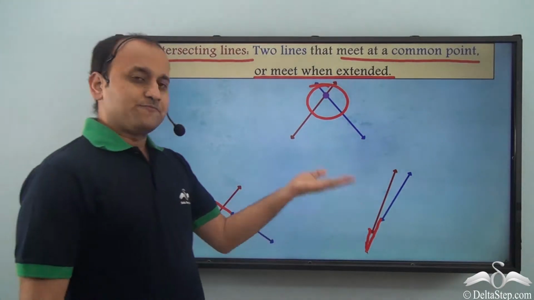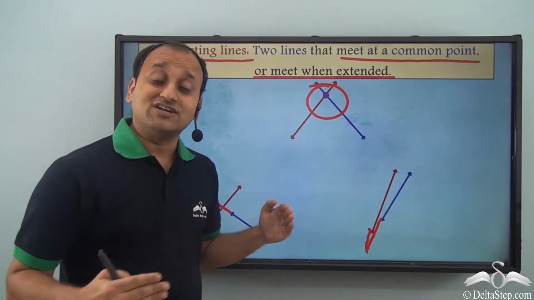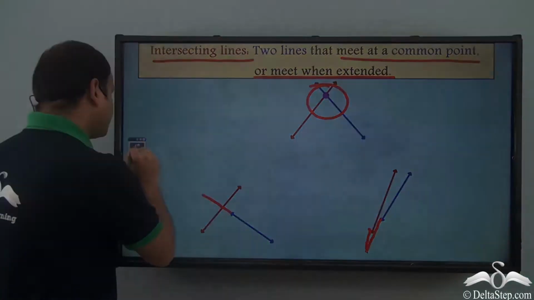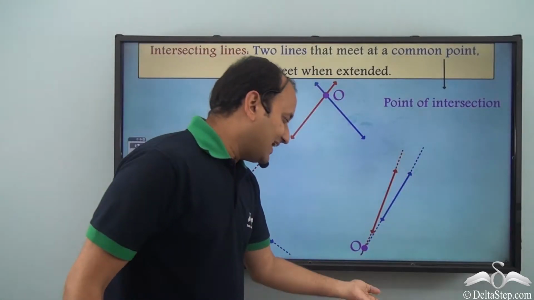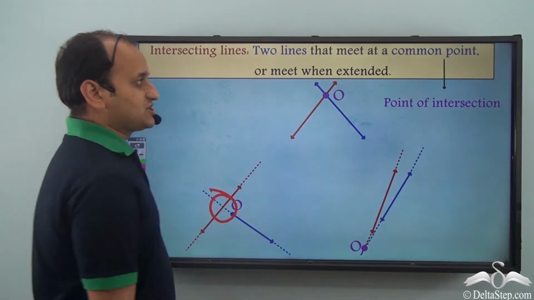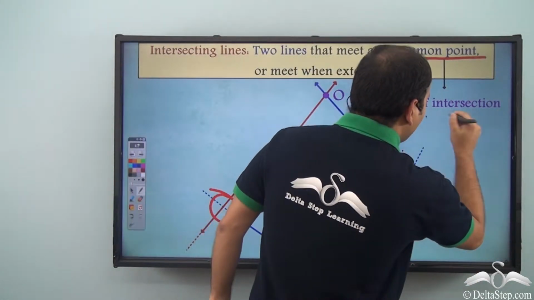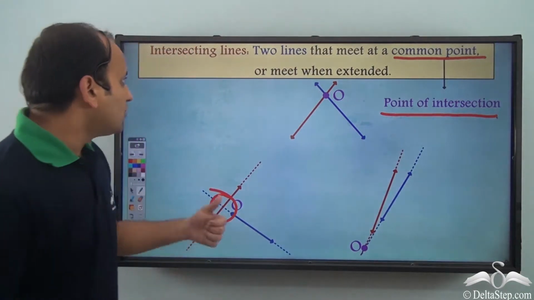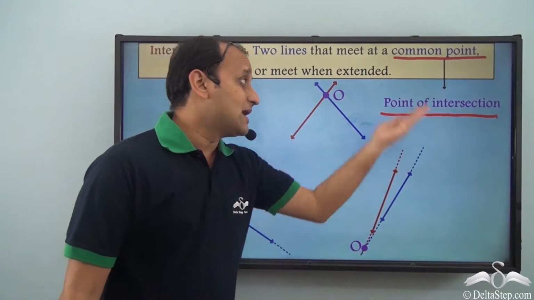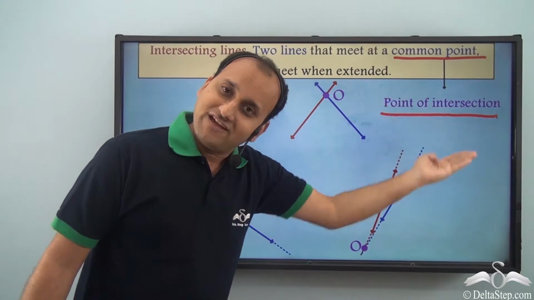So what is the special thing about these lines? Well, they eventually intersect or meet at a point, and that's why they are called intersecting lines. So once extended, they will go ahead and meet at a point which is the point of intersection. So what is this common point? Well, this common point is called point of intersection. So two intersecting lines or any number of intersecting lines meet at a common point which we call point of intersection.